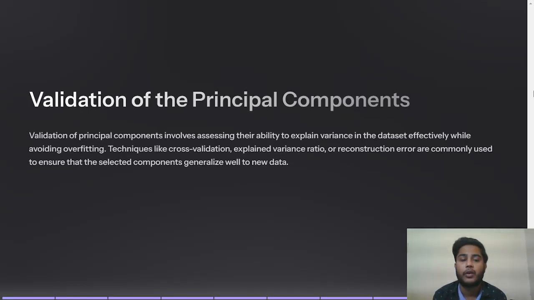Validation of principal components. Validation of principal components involves assessing their ability to explain variance in the dataset effectively while avoiding overfitting. Techniques like cross-validation, explained variance ratio, or reconstruction error are commonly used to ensure that the selected components generalize well to new data.